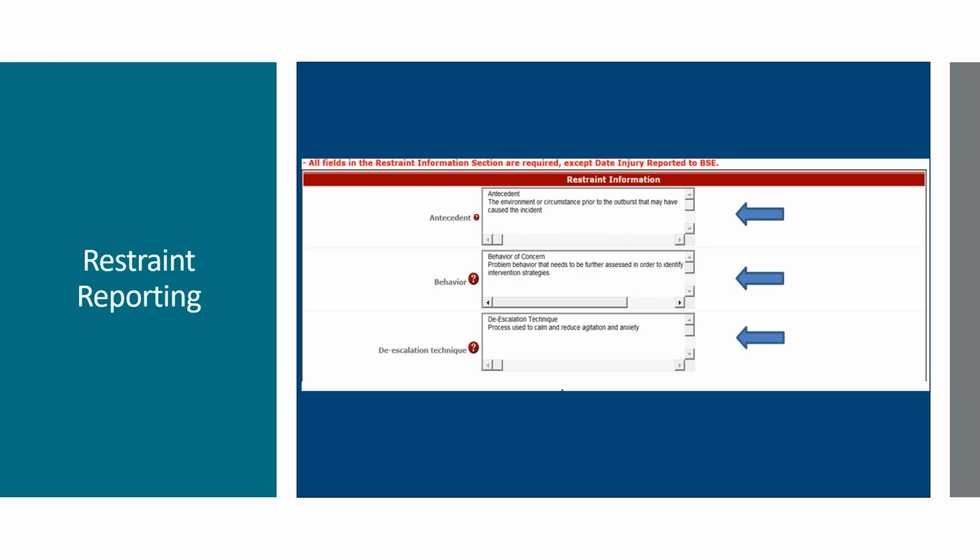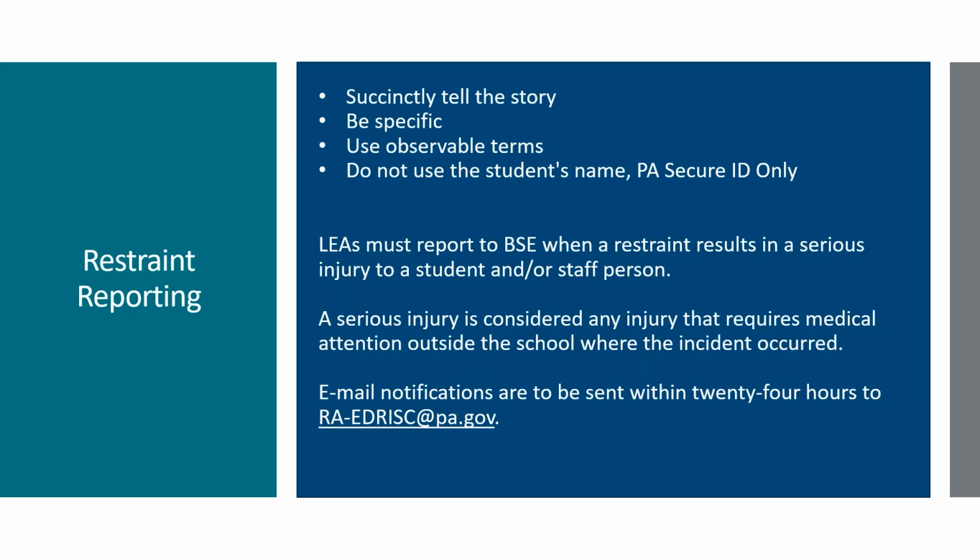LEAs must report to BSE when a restraint results in a serious injury to a student and/or staff person. A serious injury is considered any injury that requires medical attention outside the school where the incident occurred. Email notifications are to be sent within 24 hours to the email listed.